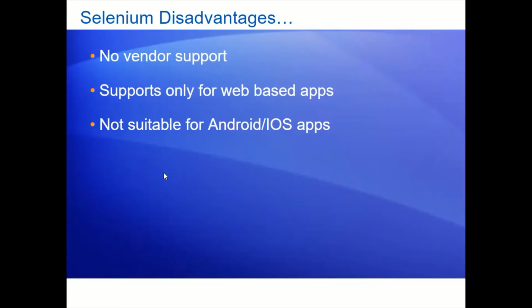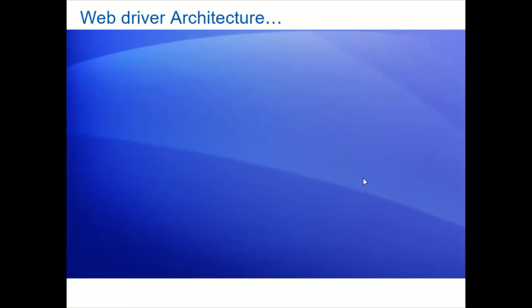But in Selenium, we can't handle Android and iOS apps. We also can't handle captcha, because captcha is an image. We can't read the text which is present on the image. So this is also a disadvantage.